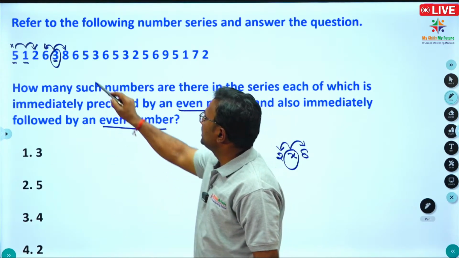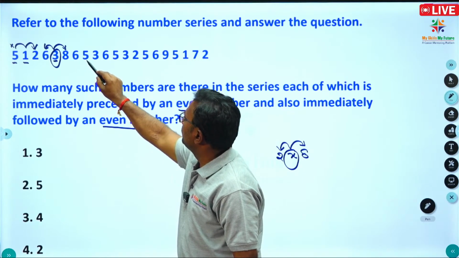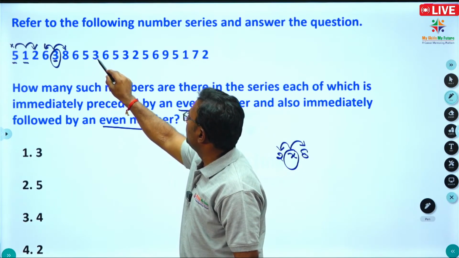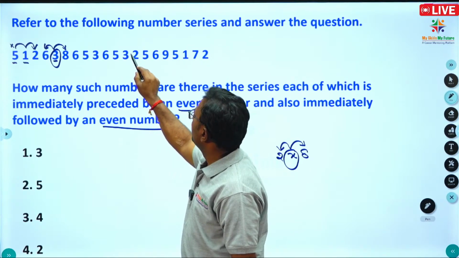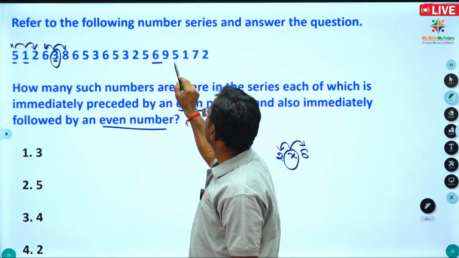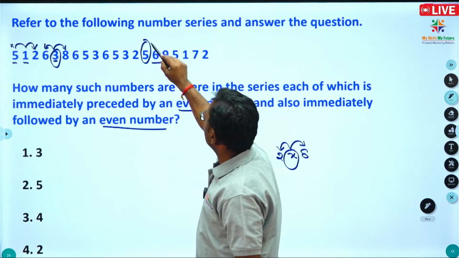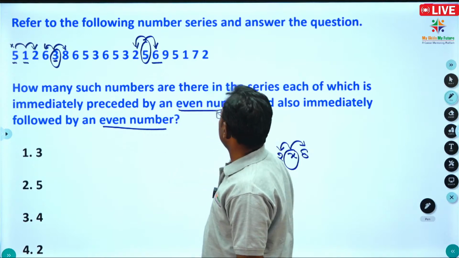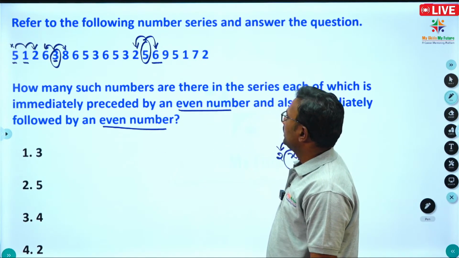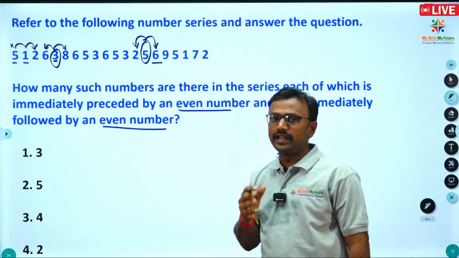Okay, like this. So, not followed by an even number, not preceded by an even number, not followed. Right, if you see here, one number is there. So immediately followed by an even number, immediately preceded by an even number. So 2 numbers are there like this.